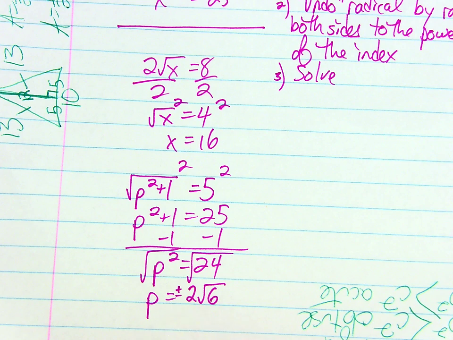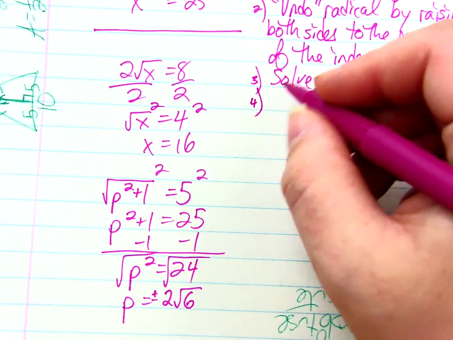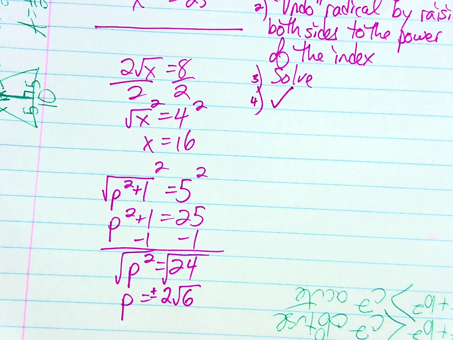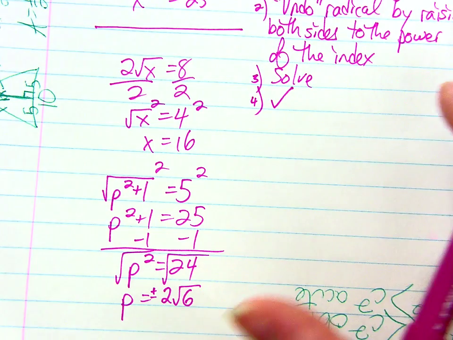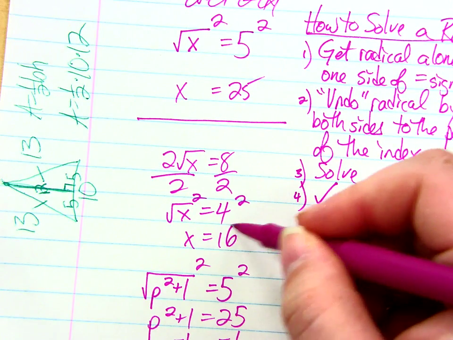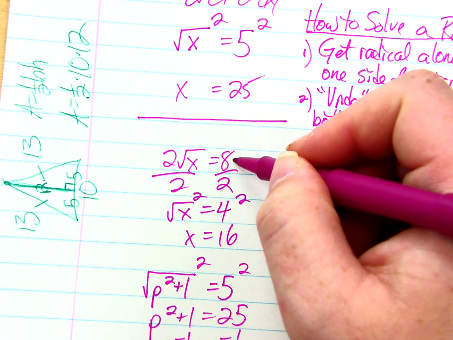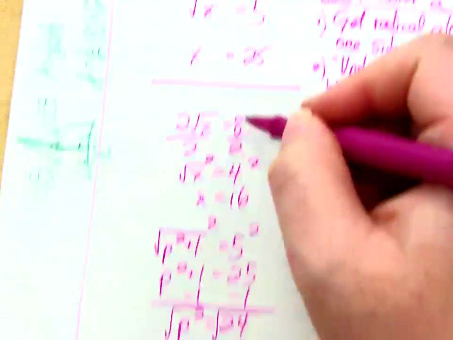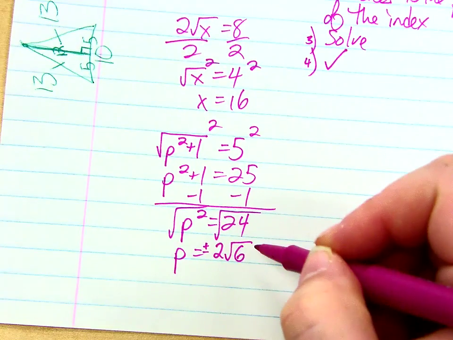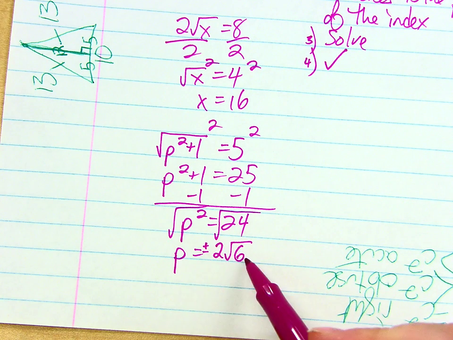Now, hold on for a minute, because we should have a step 4. If you want, you can always check your answer. That's what's so nice about an equation, is you can actually check to see if these are right. So let's just go back up to this one right here. I got 16. If I plug 16 back in, is 2 times the square root of 16 really 8? Yes, it is.